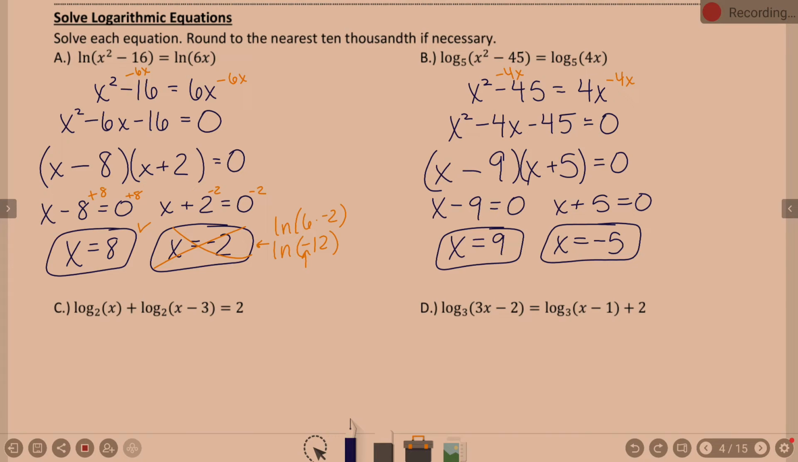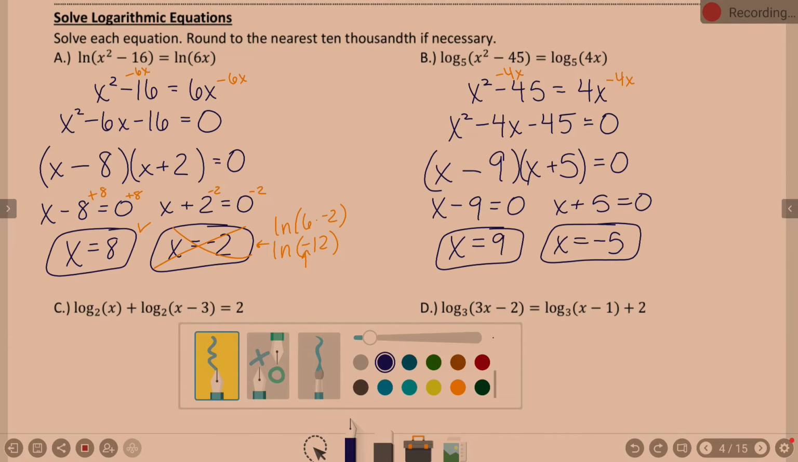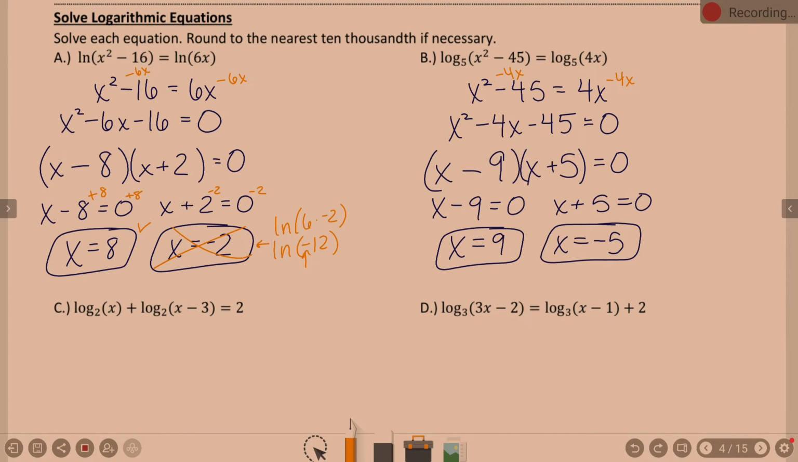Okay. Are both of these answers good? No? What's not good? Negative 5 is not good. And here's, I don't even have to check both pieces, guys, right there. 4 times negative 5 is a negative. So that right there is going to tell me that I would have natural log of negative 20, which does not work. 9 is going to make both sides positive. 9 times 4 is 36. That's going to be 81 minus 45. That's a positive. We're good.